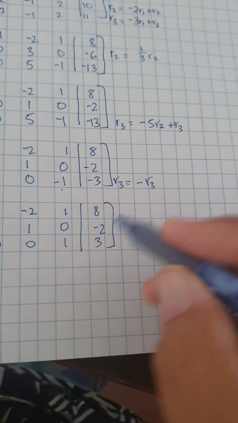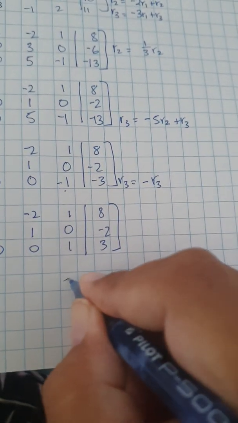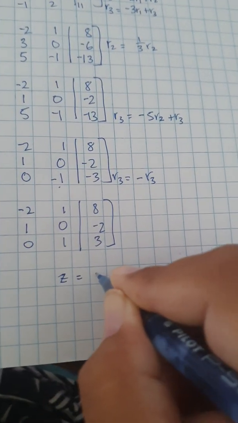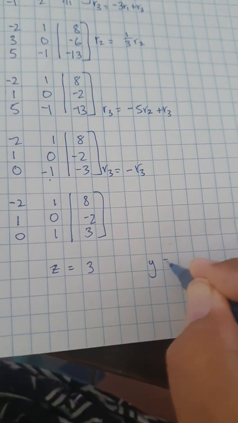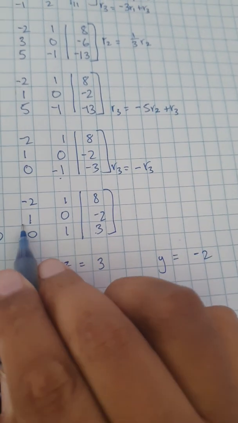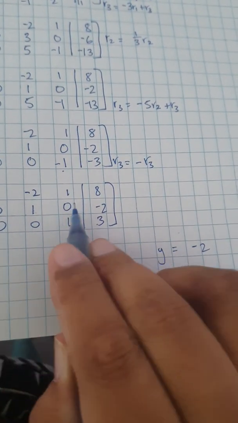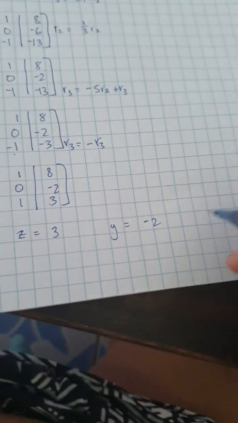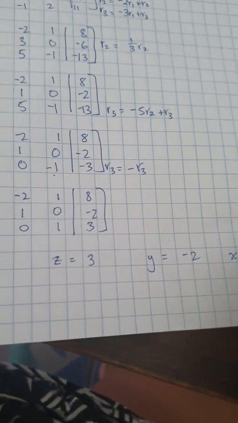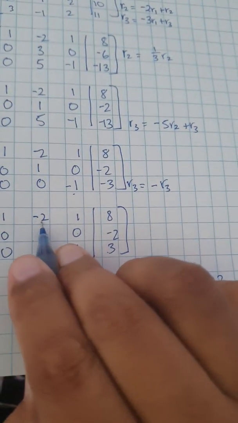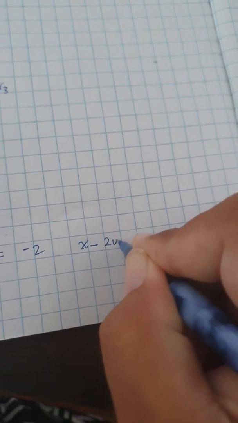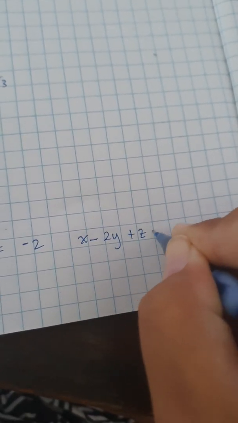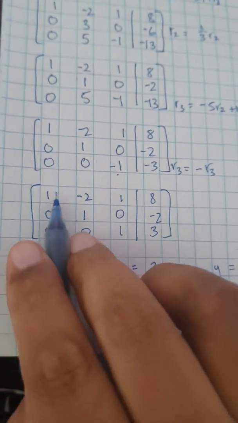Okay, now the solution. This is Z, so Z equals 3. For the second row, we have Y equals negative 2. Lucky for us, Y has 0 X and 0 Z. And then we have X. X minus 2Y plus Z equals 8, from here.